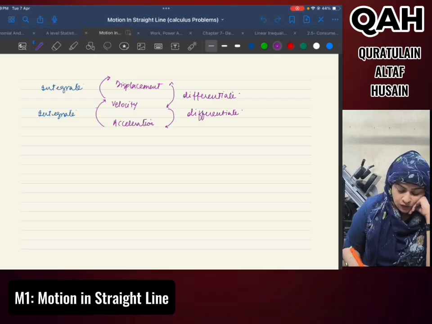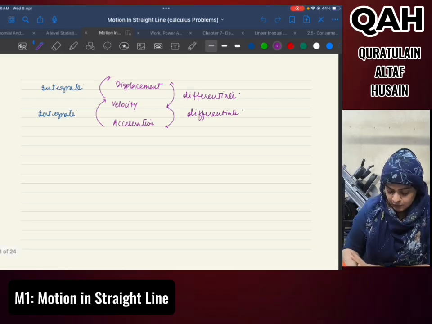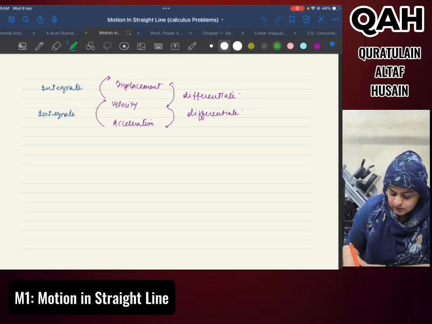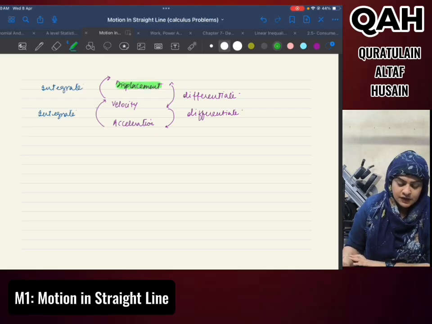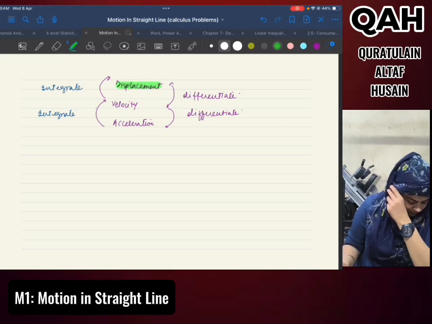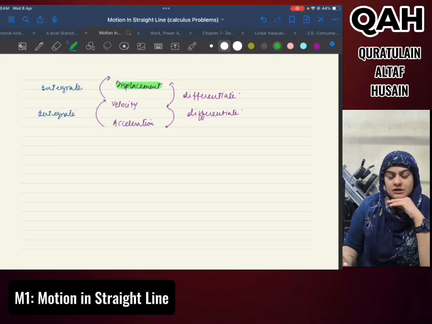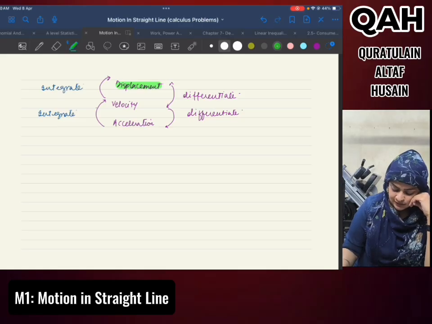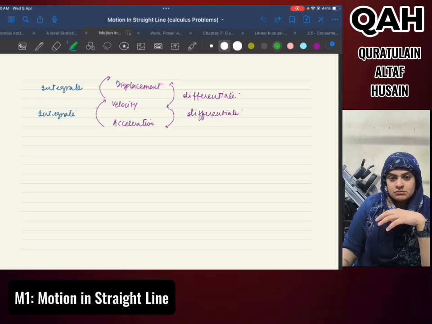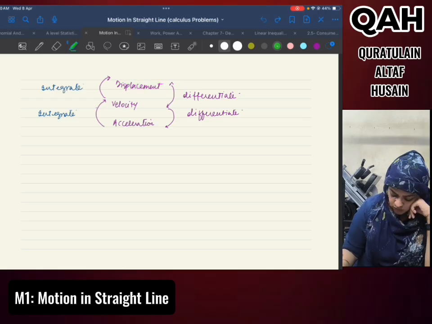So let's have a look. When we talk about motion in straight line, we will talk about three things. One is the displacement, which is distance in a certain direction, which is a vector quantity. Second one will be velocity, which is speed in a certain direction, which is a vector quantity again. And acceleration, which is also a vector quantity.